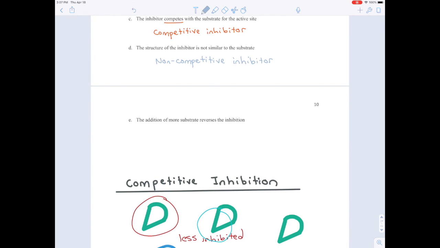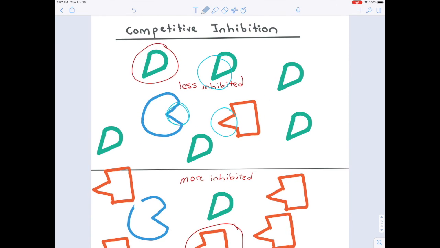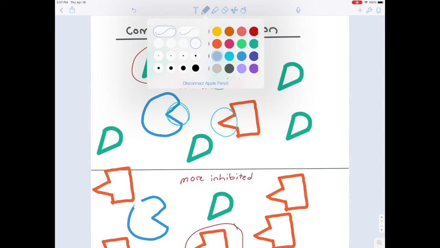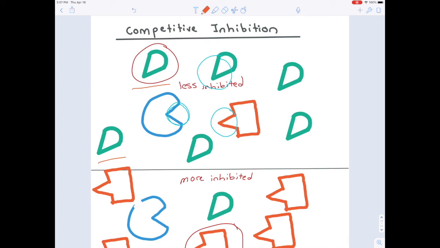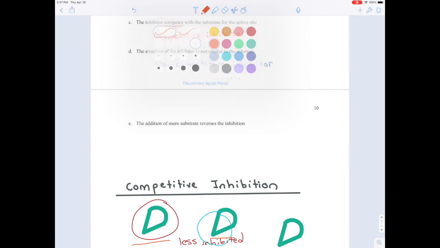And for E, it says the addition of more substrate reverses the inhibition. So we saw that that happens with competitive inhibition. When you have so much more substrate, it's more likely to get to the active site first. And so you can reverse the inhibition by having just more of the substrate. That only happens with competitive inhibition.